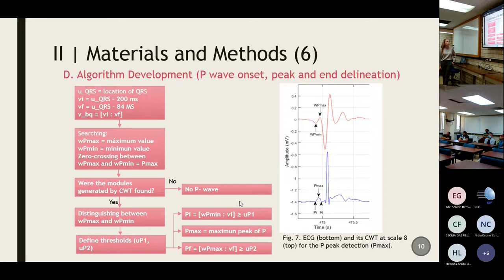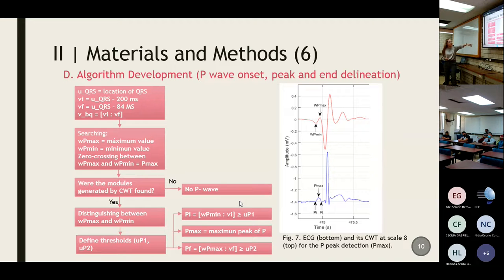And for the P wave onset, peak and end delineation, we need the location of the R wave peak, because from here we are going to do a backward search window. Here we are going to look for the WGP max and WGP min, and their zero crossing, because the zero crossing is the peak of the P wave.